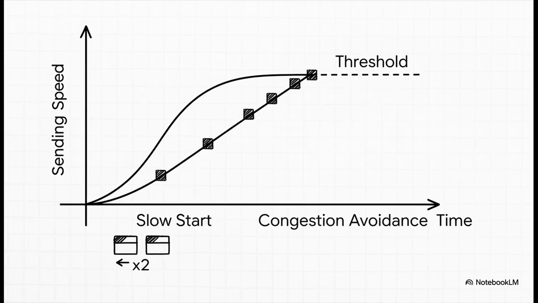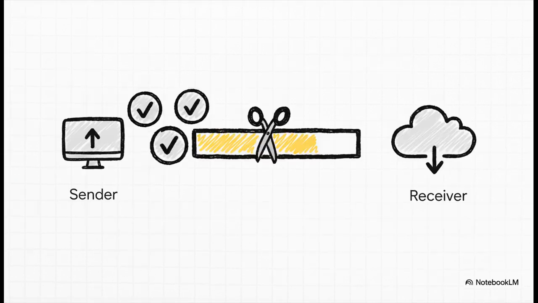But once it gets close to what it thinks that limit is, it switches gears into congestion avoidance. Now, instead of doubling its speed, it slows way down, adding just one segment's worth of data each time. It's a much more careful, gradual increase, trying to use every last bit of available bandwidth without tipping over the edge. So what happens when it sees warning signs?